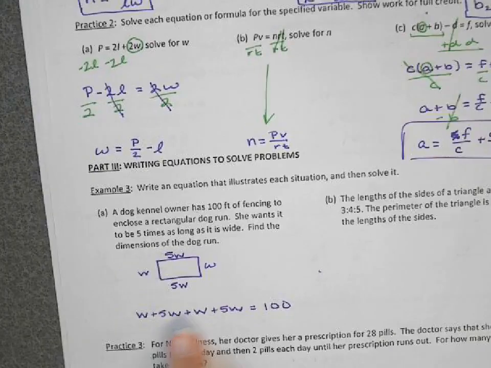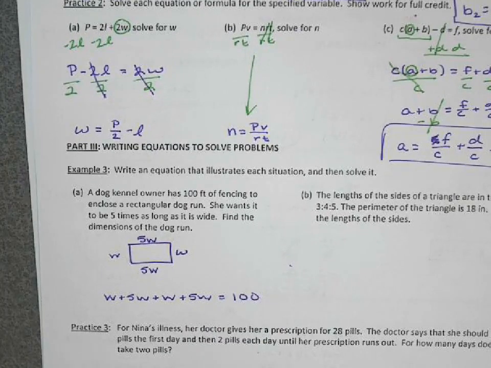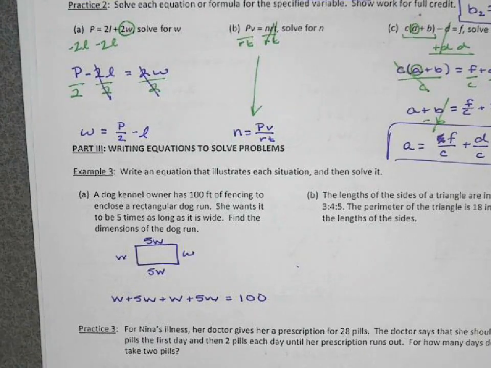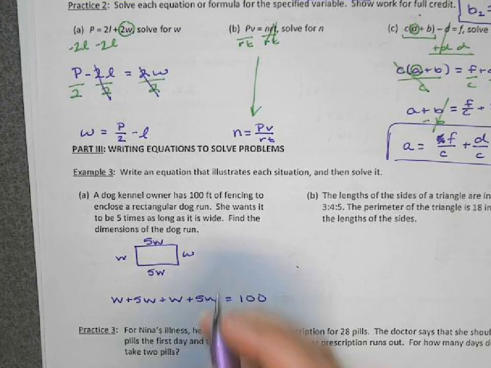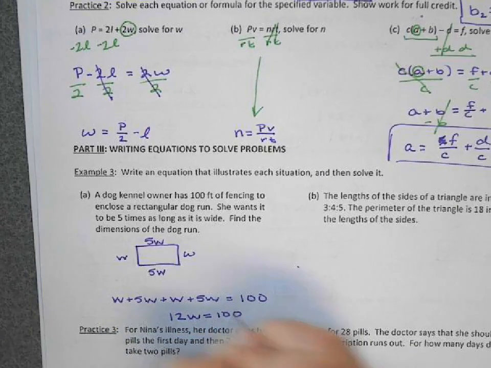So on this side, I'm going to simplify this expression because I have a bunch of like terms there. How many W's do I have on the left? I have 1 W, 5 W's, 1 W, 5 W's. Not 13, 12. 12W equals 100.